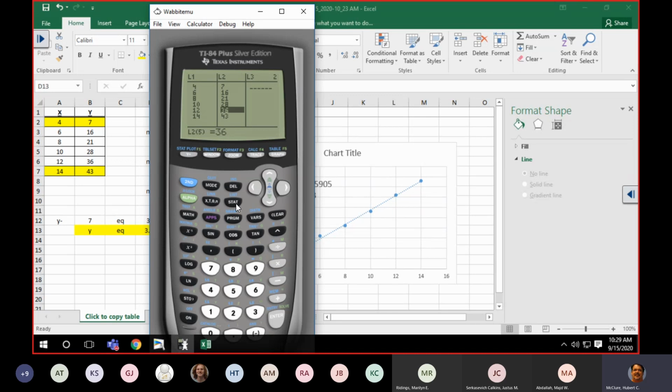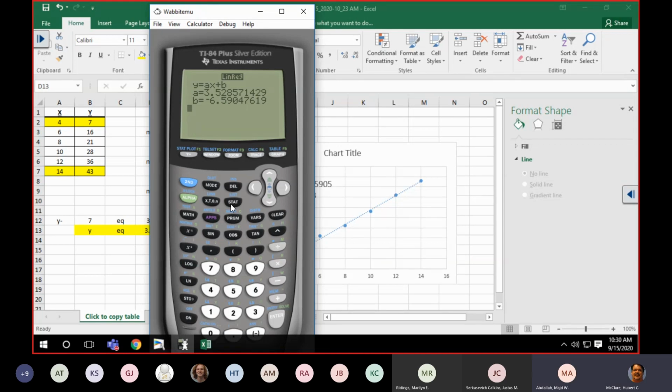Now go to Stat, Calculate, Linear Regression. Now it will default to L1 and L2. Most of the time, that's the two columns I use. But if you decided to put L4 and L5, you'd hit second, and L3 and L4, L5, L6, and so on. Go ahead and hit Calculate. I'm sorry, what did you press to get to that?